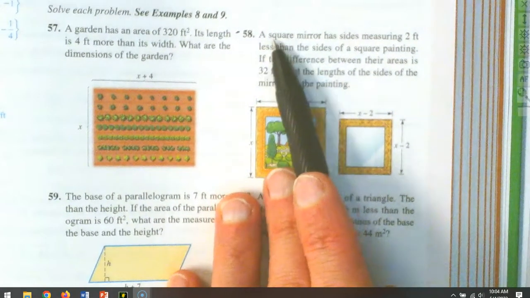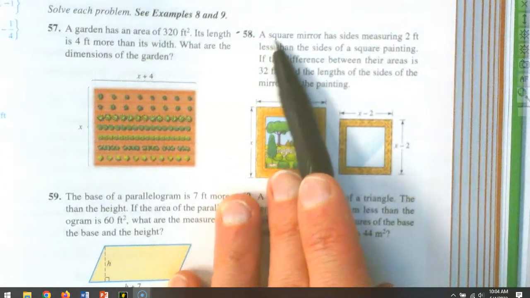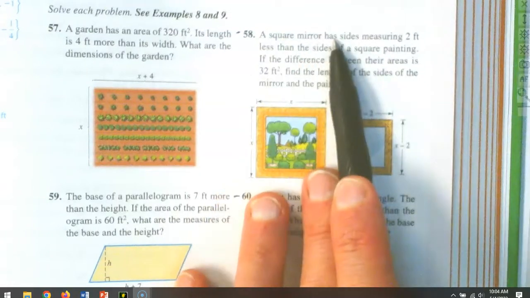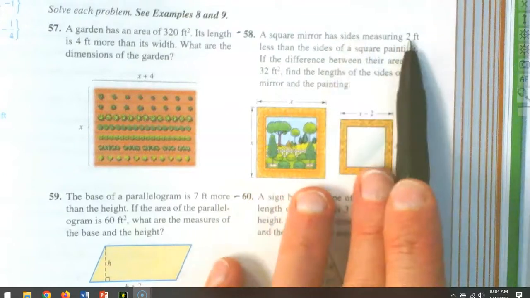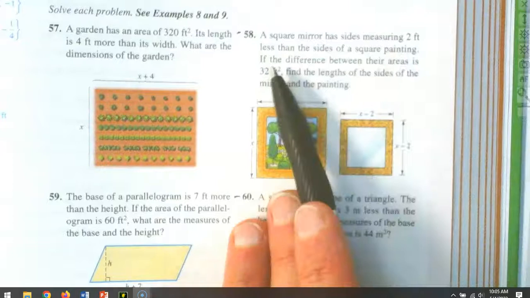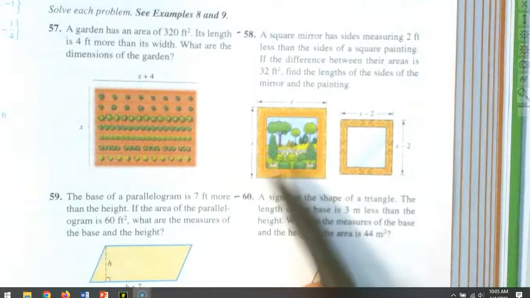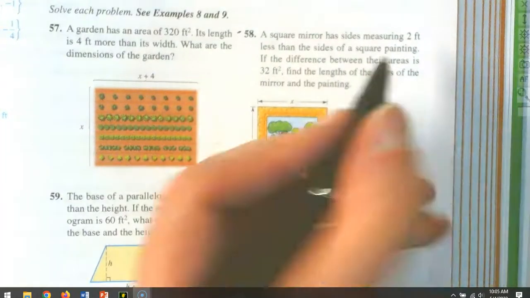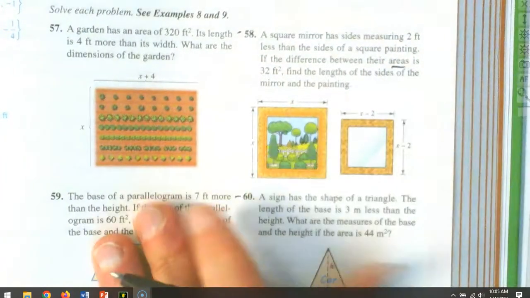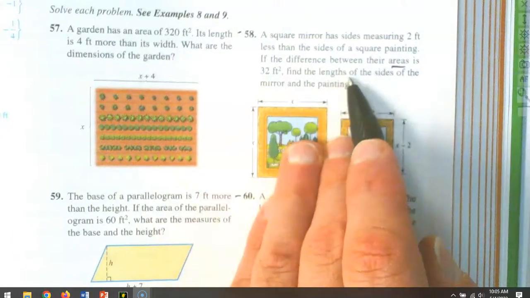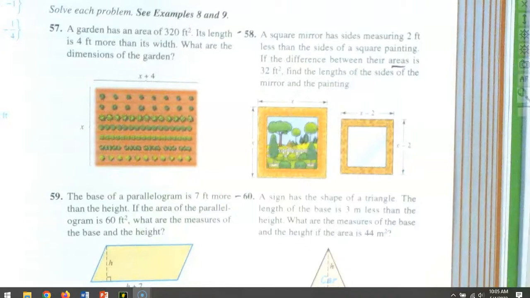Whenever we read these type of questions, pick up on key terms like square. Square tells me that all the sides are the same. So a square mirror has sides measuring 2 feet less than the sides of a square painting. So that's what we got here and here. If the difference between their areas is 32 square feet, find the lengths of the sides of the mirror and the painting.